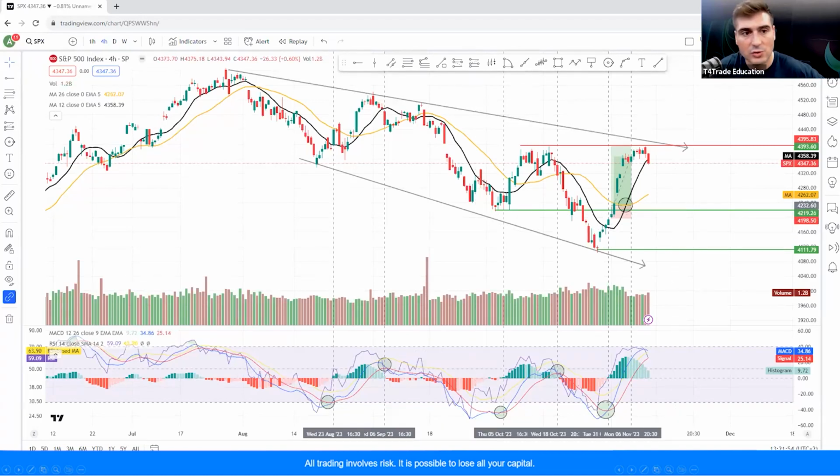What trading stations do you use? I use the exact same thing you can see from here, TradingView.